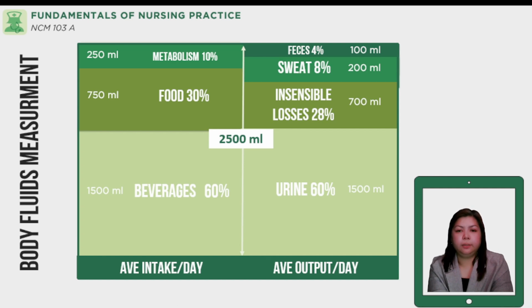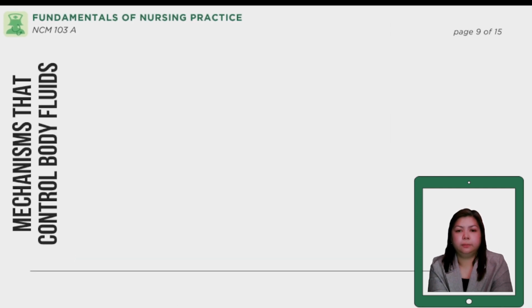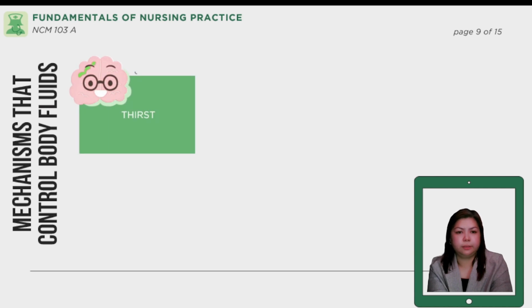Now let's talk about the mechanisms that control your body fluid. There are various mechanisms involved in regulating and maintaining the balance of body fluids within the human body. First, let's talk about thirst. Thirst is a physiological sensation that prompts us to drink water or fluid when our body is dehydrated.